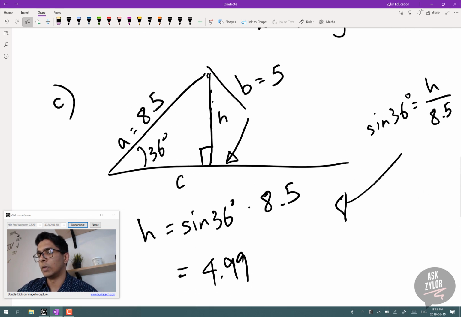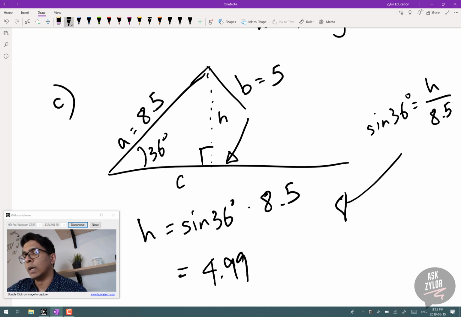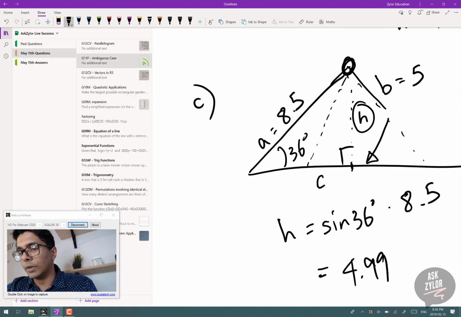The reason we're doing this is to show that this perpendicular height is the shortest possible distance from this vertex to this side length of C. If my side length B is shorter than that, then I can't have a triangle because H is the shortest possible side. If my B is exactly the height, I have one exact triangle. If my B is bigger, then I can have two possible triangles, because I can have one going towards my A side and one going away from my A side. So let's move on to the next question.